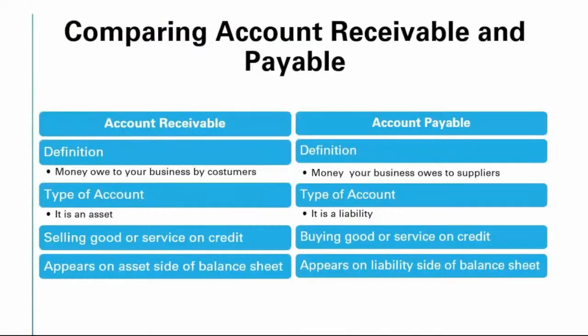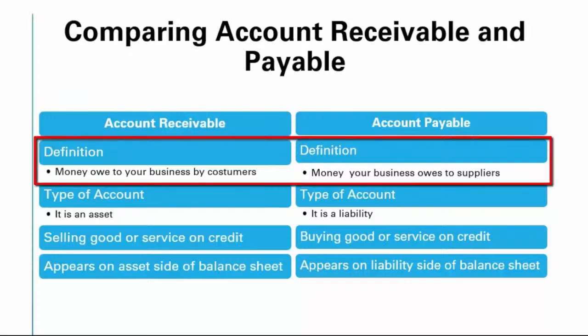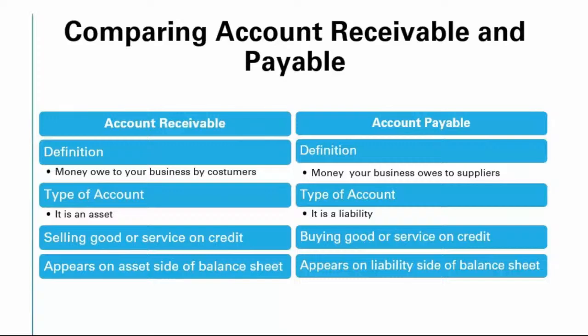Comparing accounts receivable to accounts payable. Now, let's take a moment to compare accounts receivable to accounts payable. These two concepts often come up together, so it's important to see how they're different. Definition. Accounts receivable is money owed to your business by customers. Accounts payable is money your business owes to suppliers.